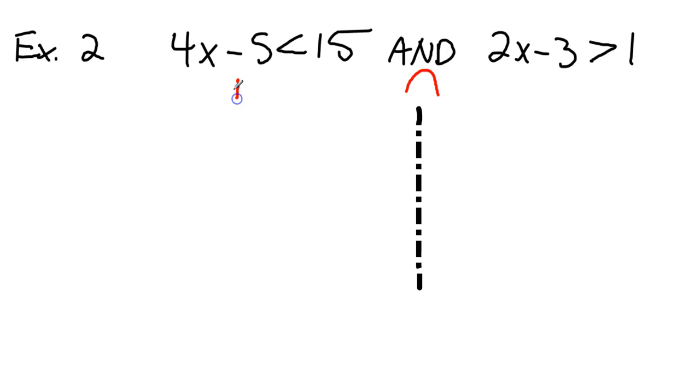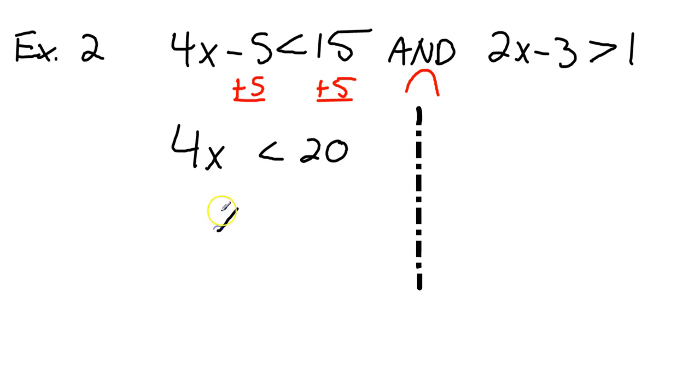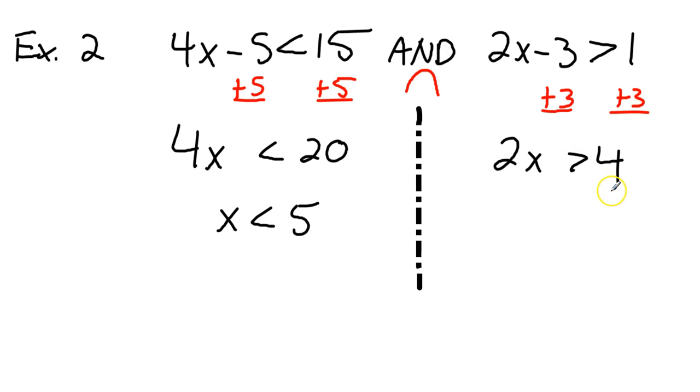So on the left-hand side, we would add 5. So we've got 4x less than 20. Divide both sides by 4. Nothing's negative, so we don't have to worry about flipping these signs. That's x less than 5. Right-hand side, still pretty short on this one. We're going to add 3 to both sides. We've got 2x greater than 4. Divide both sides by 2. That's x greater than 2.